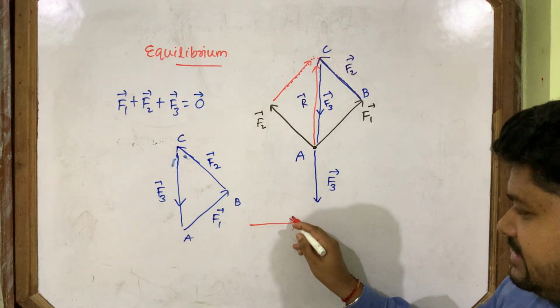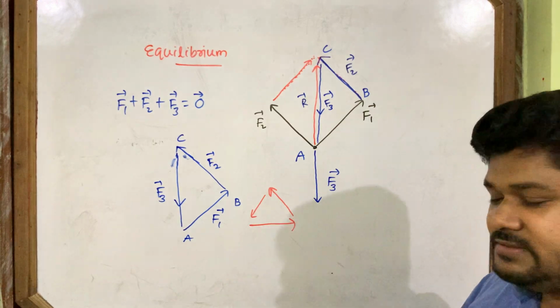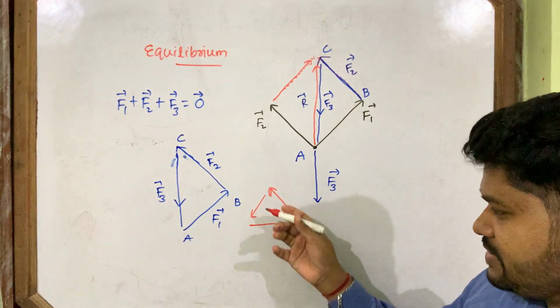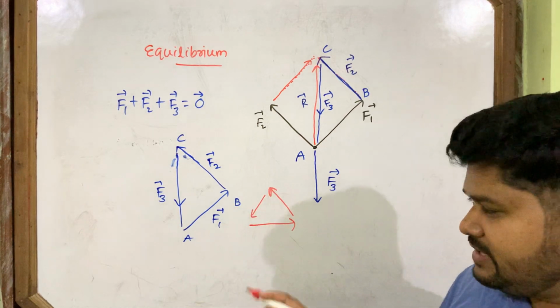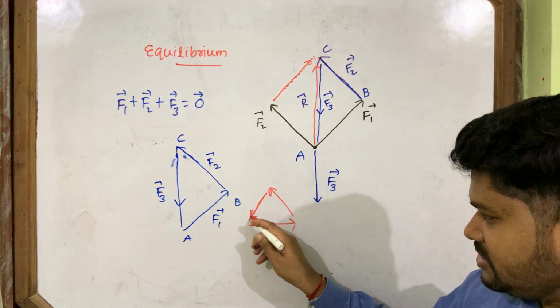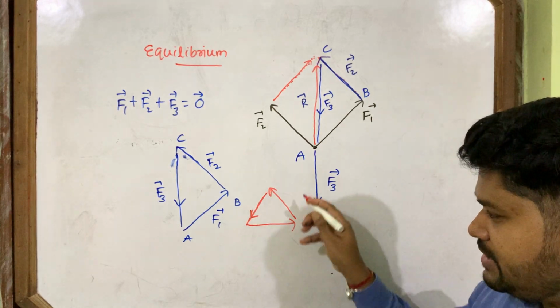Three forces act in this direction. What is the resultant of these three forces? Just from the figure you can tell the addition of the 3 is equal to 0. Why? Because they touch each other. The addition of the 3 is equal to 0 because all are in the same order.